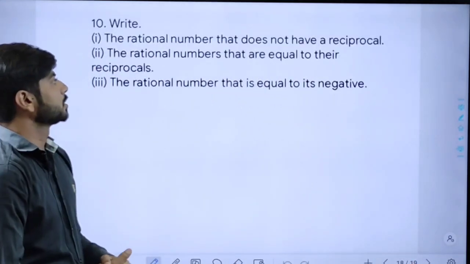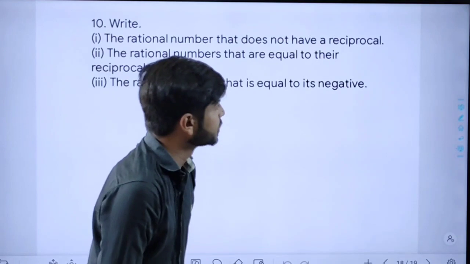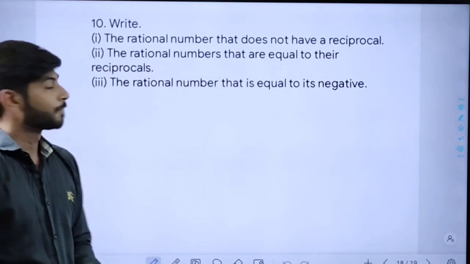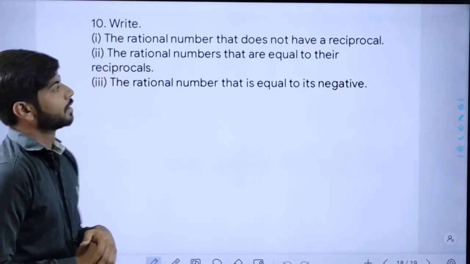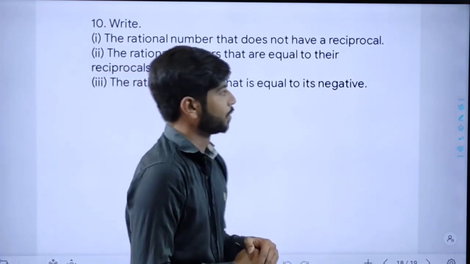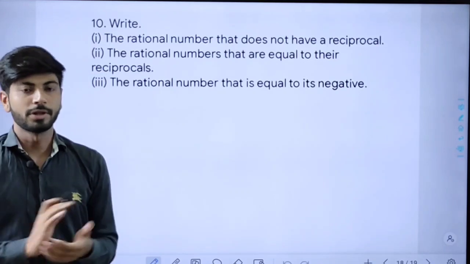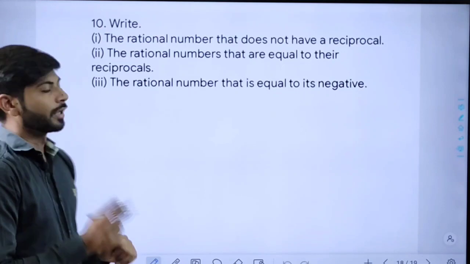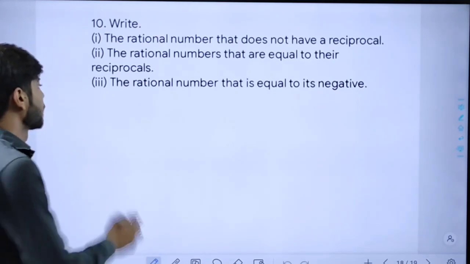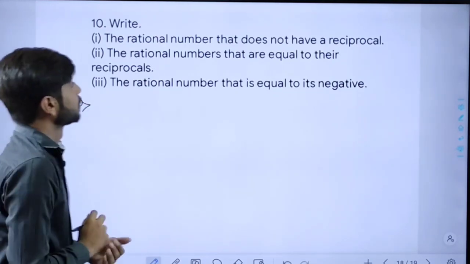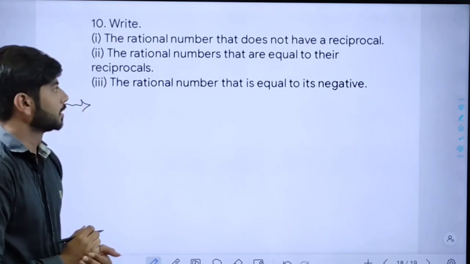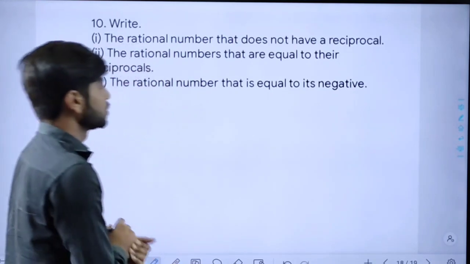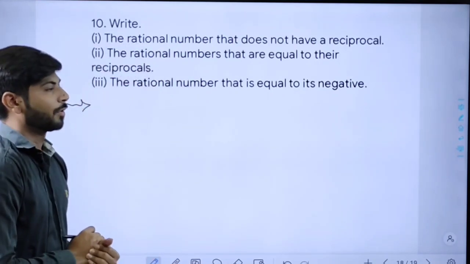Okay, write the rational numbers that do not have a reciprocal. There are 3 different questions. We will give the first answer. The rational number that does not have a reciprocal. Okay, you can stop the video, think about it, and you can comment below. Then you can see the answer. So I will give you the answer now. Which number will it be? Think about it.